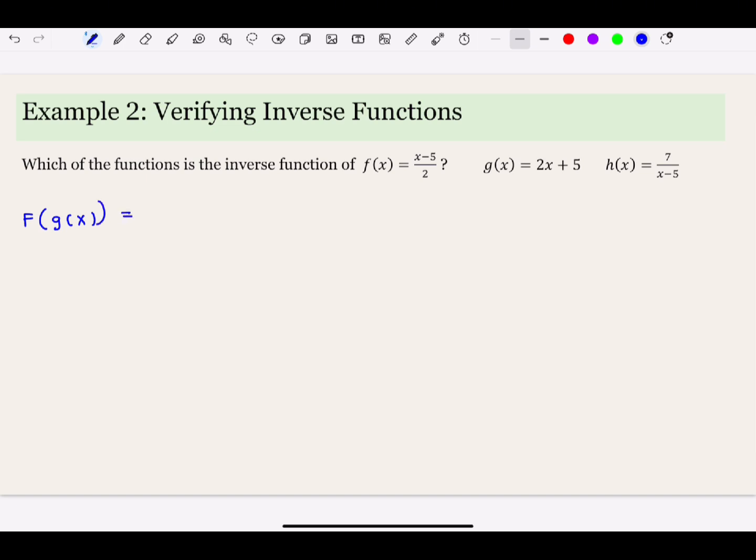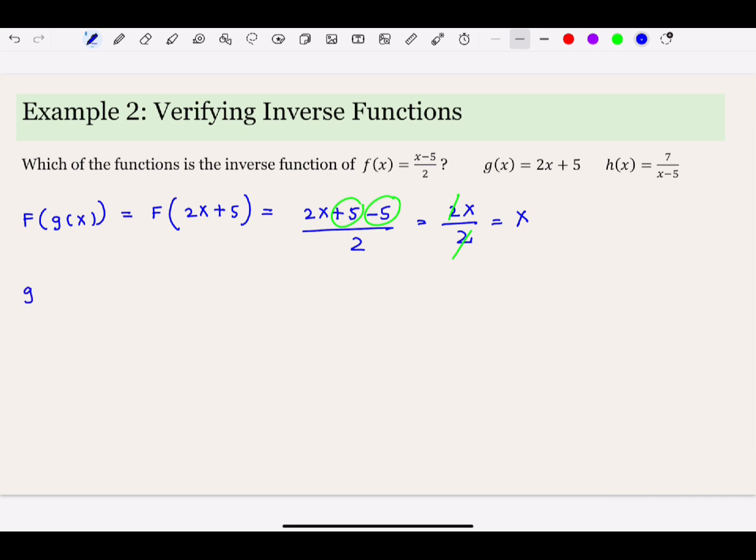First of all, I'm going to replace my g of x, which is 2x plus 5. And then I'm going to use the definition of f. So here f of x is this. So instead of x, I'm going to replace this expression, that is 2x plus 5 minus 5 over 2. So in the top, these two terms will cancel out, and then you'll get 2x divided by 2. So here the 2's will cancel out and you'll have x. Okay, this is a good sign. It seems like this is the inverse, but still we are not done.